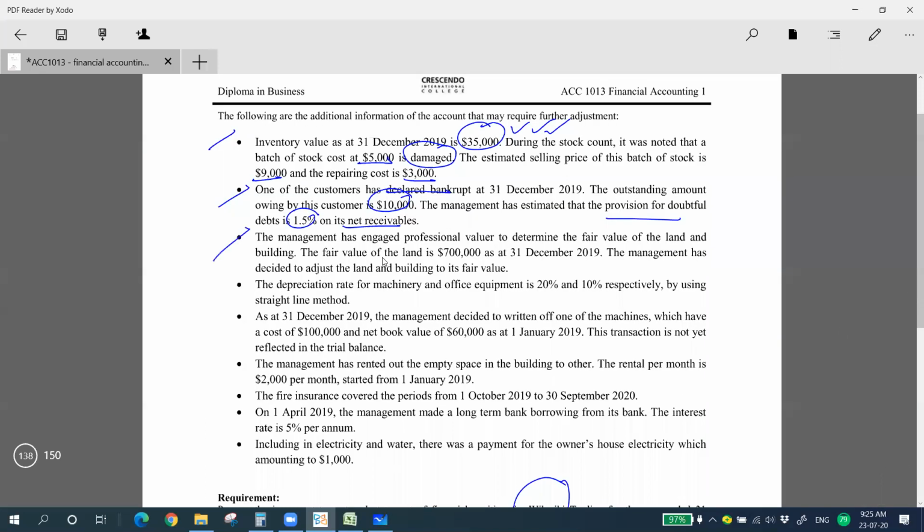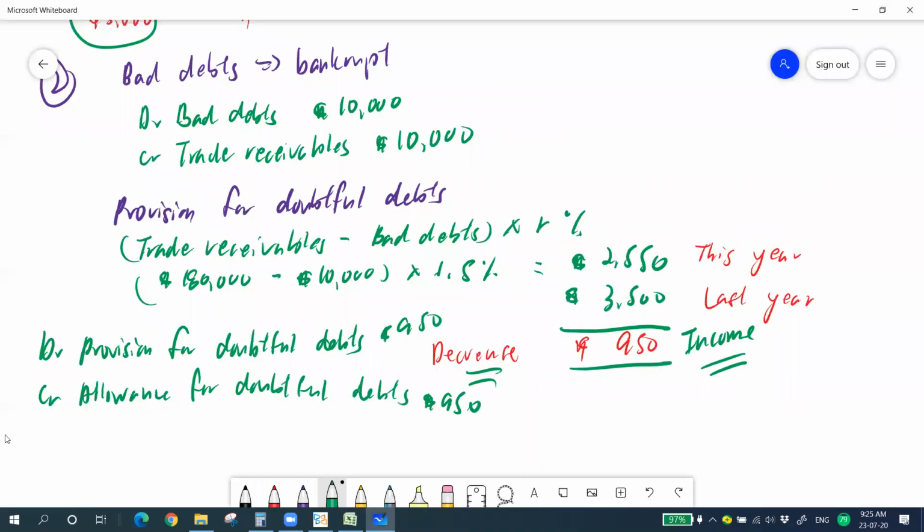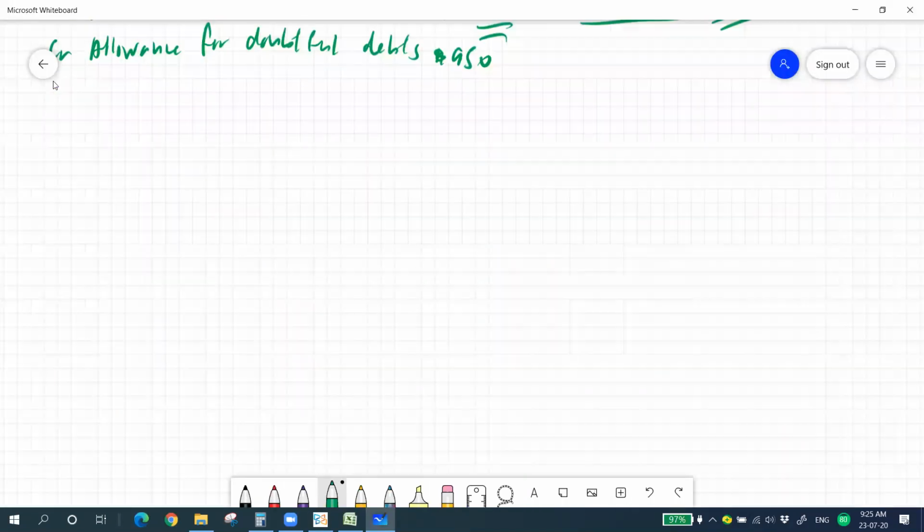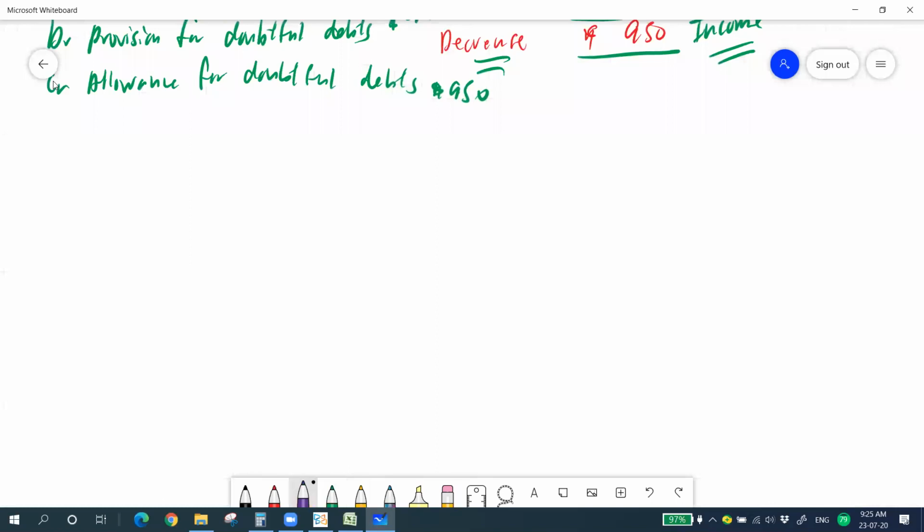The management has engaged a professional valuer to determine the fair value of the land and building. The fair value of the land is 700,000 as at 31st December 2019. The management has decided to adjust the land and building to its fair value. So this section, number 3, adjustment, they want to test your understanding of the fair value. This fair value is regarding the land and building of the company.